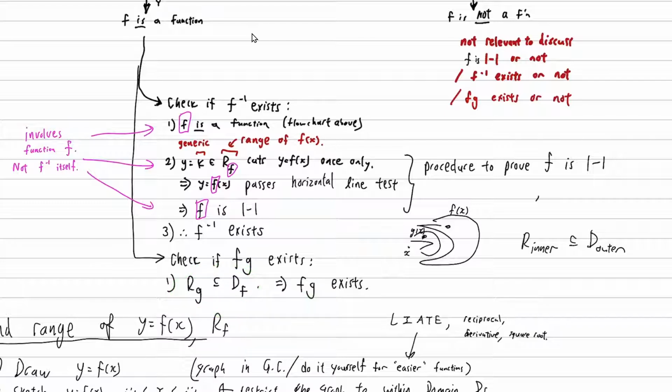Of course, if I swap the statement around, I want to show that gf exists. It means that I need to show, it actually goes in both directions, range of f subset of domain of g.